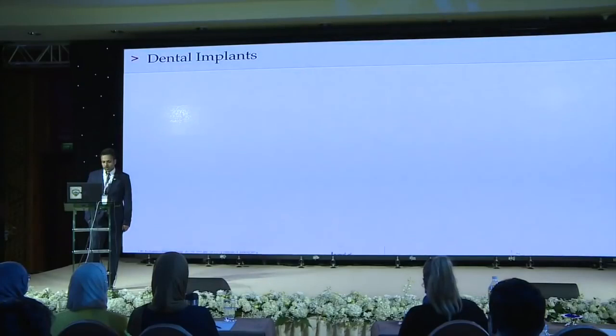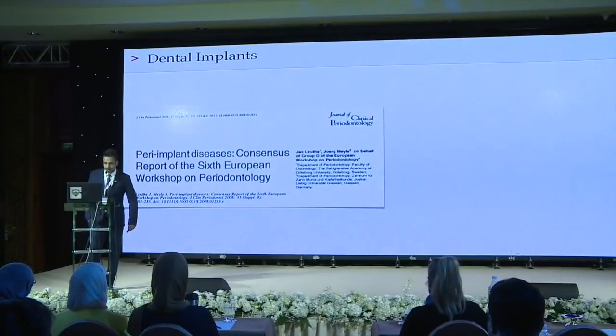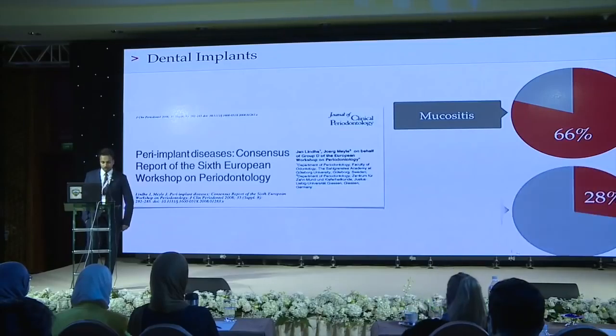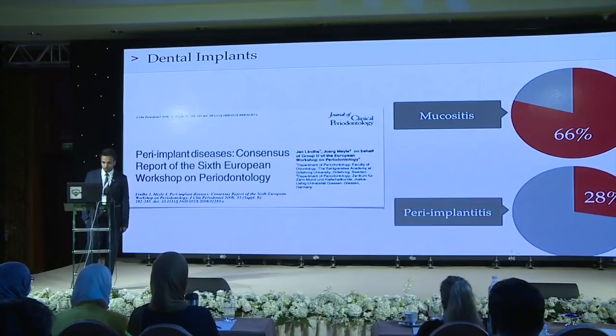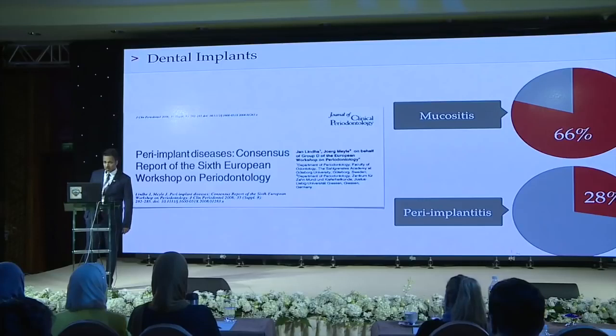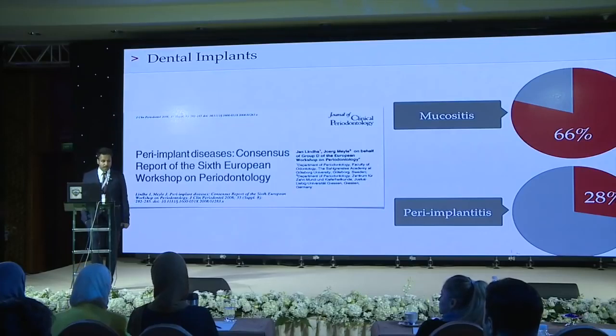So what is the prevalence of periimplantitis? According to the consensus of the 6th European Workshop of Periodontology, they found that the prevalence of mucositis is around 66%. That is, 66% of implants have bleeding on probing. And they also said that the periimplantitis prevalence is around 28%.